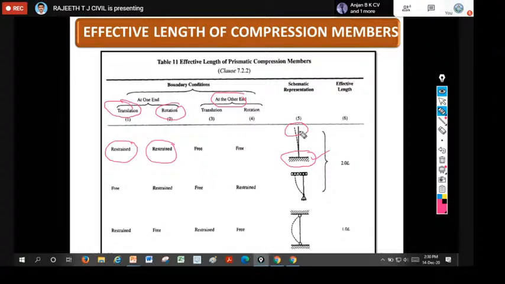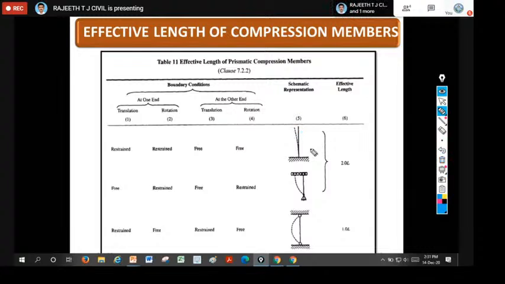So the top end is free. This end is not connected to any member or any support. Therefore, here the translation is free. So that means it can move towards the positive x direction or the negative x direction. In any direction it may move in translation. Rotation means it can rotate, either clockwise or anti-clockwise. Since there is no restriction here, it is free to rotate.